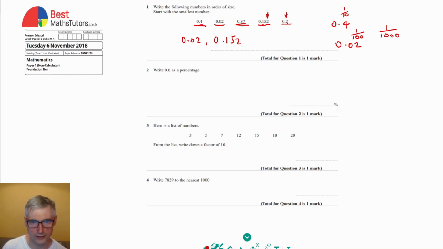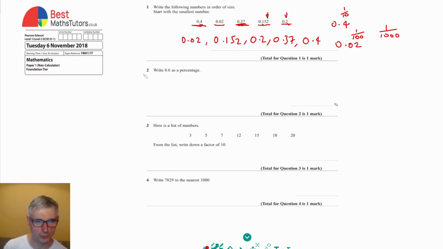The next one, comparing the numbers remaining, we've got the 0.37, the 0.4 and the 0.2. So we've got 4/10, 3/10 and 2/10 if we look in the tenths column. So we can see the next one is 0.2. Now we're comparing the 0.4 and the 0.37. We've got 3/10 for the 0.37 and we've got 4/10 for the 0.4. So that means the next one is the 0.37, and then finally we're left with the 0.4. So the 0.4 is the biggest of all these numbers.